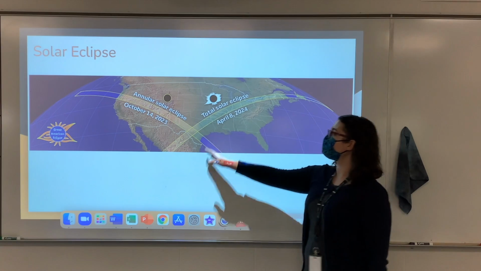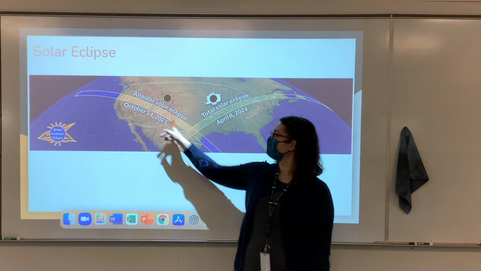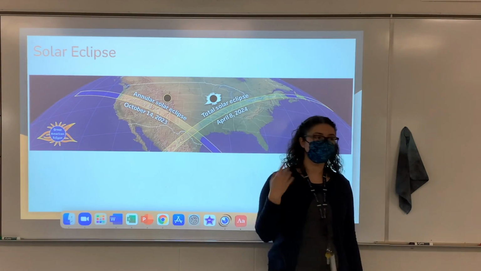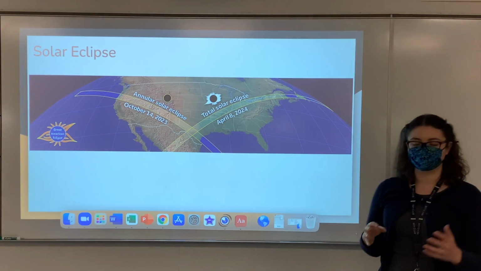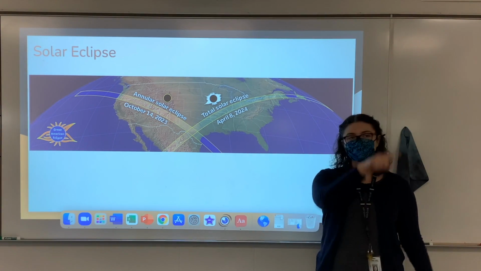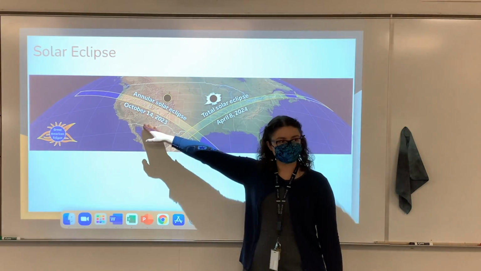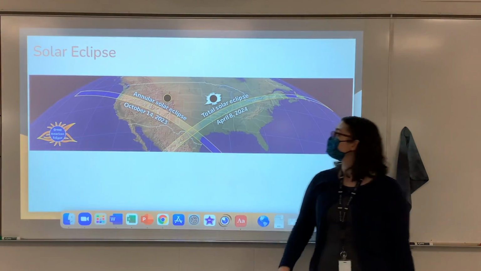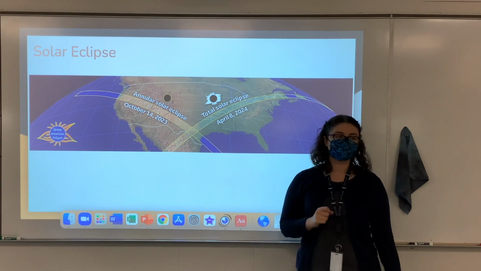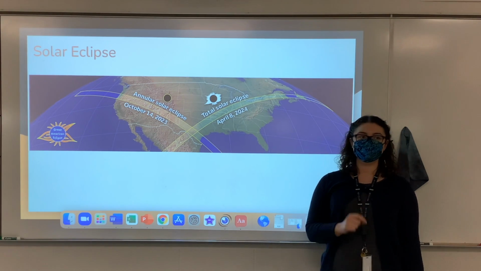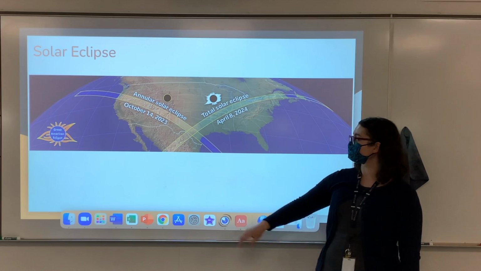So on October 14th of 2023, we're going to experience an annular solar eclipse, so not a total solar eclipse. There will still be a ring visible around the sun, and that's going to be visible from the western United States. But on April 8th of 2024, we're going to get another chance at a total solar eclipse.